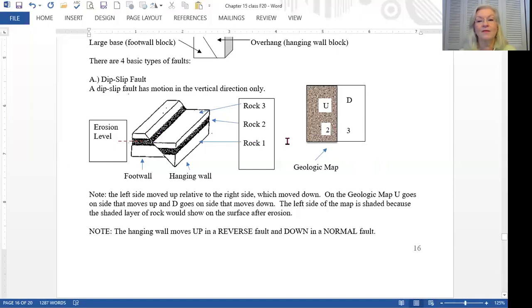So what we have then is the block on the left went up. That's why we wrote a U for up, and the one on the right came down. That's why there's a D for down. So up on the left. Normally you wouldn't put it in these boxes, but because the left side is shaded, I wanted to make sure you could read it. And so here's our geologic map.